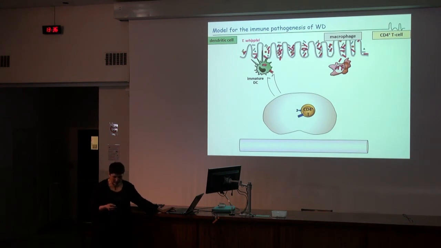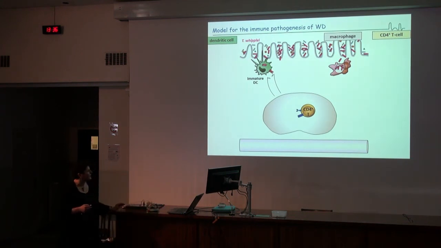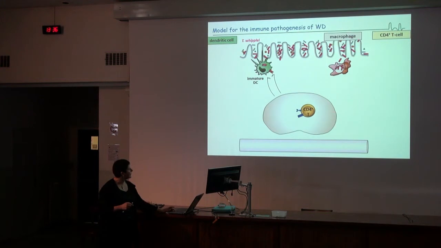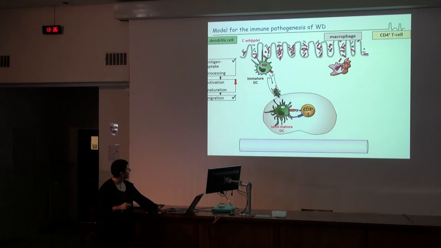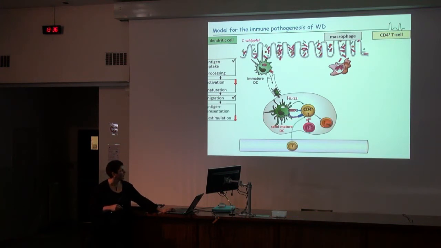Just to give you our current model of the pathogenesis of Whipple's disease, here's a short summary. I hope that I could show you that at the beginning of the infection, dendritic cells and macrophages are engulfed by the bacteria, and CD4 cells are present. We see that the dendritic cells show a reduced activation and reduced maturation. Also, they are able to invade the lymph nodes, but it is semi-mature dendritic cells that invade the lymph nodes.